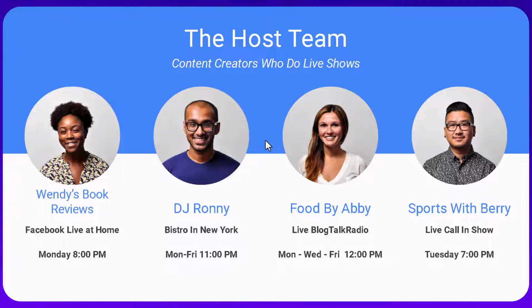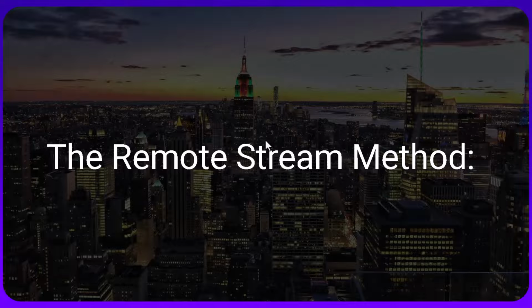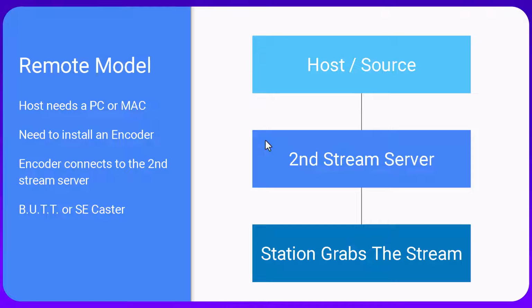Then we got Food by Abby. I guess she's a food critic. She already does blog talk radio, but she wants to go live on our station Mondays, Wednesdays, and Fridays at 12 noon. Then we got Sports with Barry. He has a live call-in show every Tuesday at 7 p.m. and he wants to do his show live on our station. So this is our challenge. I call this the remote stream method. It simply goes like this. All of those people are considered the host or the source.